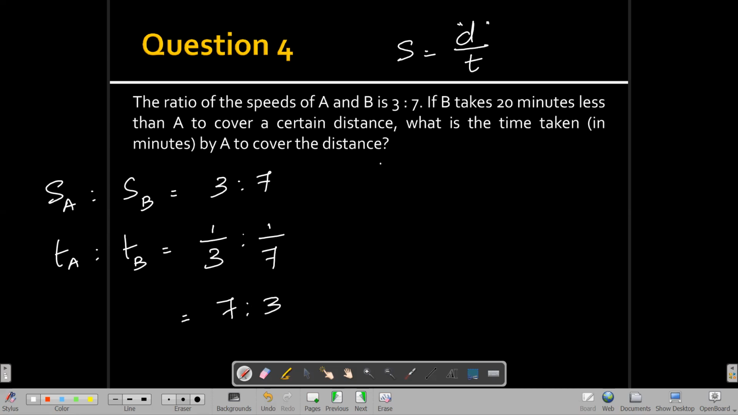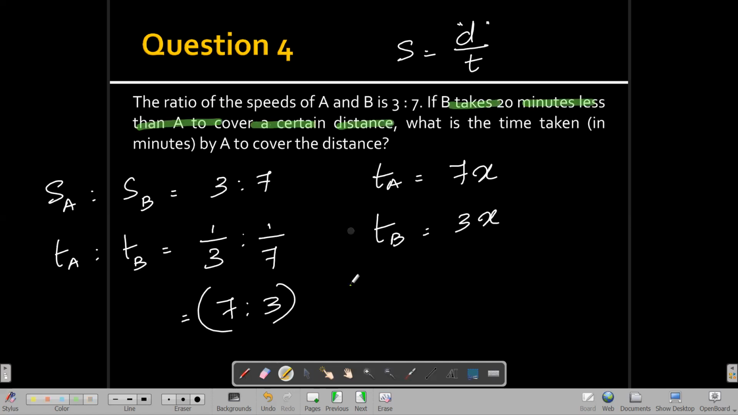So we can consider that time taken by A is equal to 7x, where x is the multiplication factor associated with this ratio 7:3, and time taken by B is equal to 3x. In the question, it is given B takes 20 minutes less than A to cover the certain distance. It means that this difference, 7x minus 3x, that is 4x.